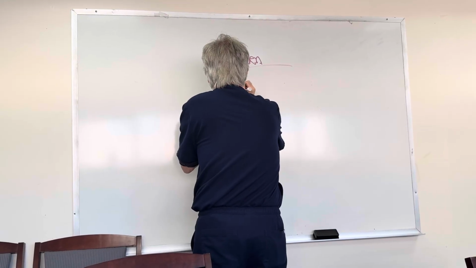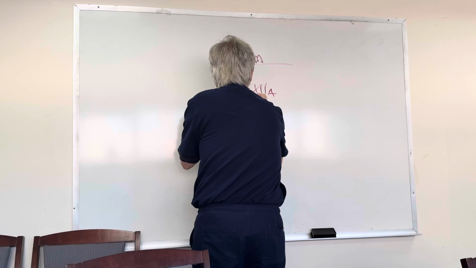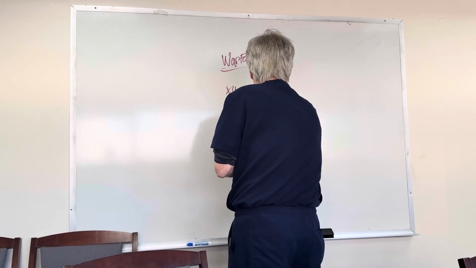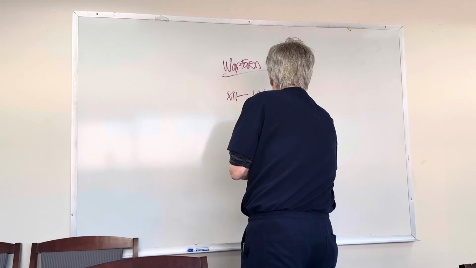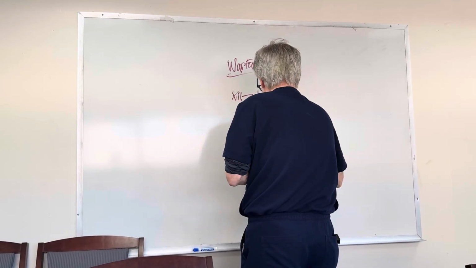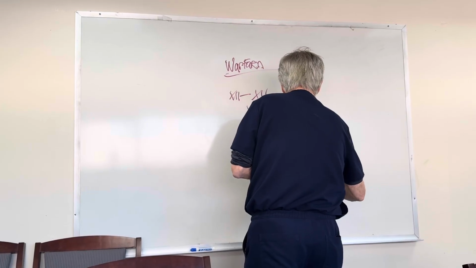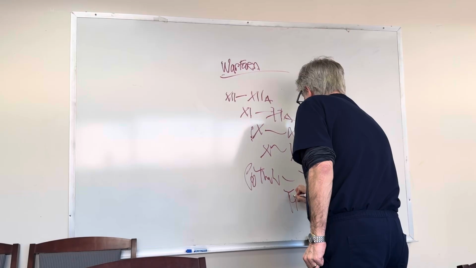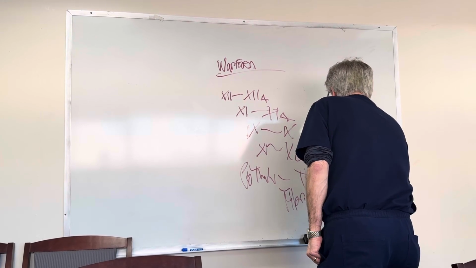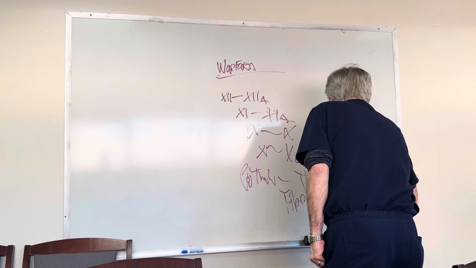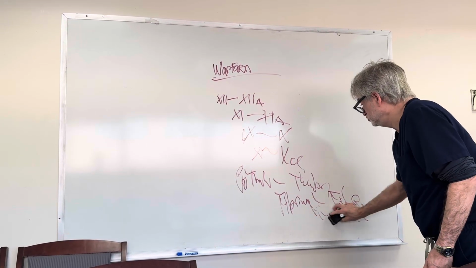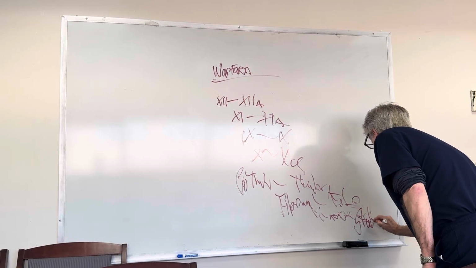So I'm going to draw this here: 12 to 12A, 11 to 11A, 9 to 9A, 10 to 10A, prothrombin to thrombin, fibrinogen to fibrin, and fibrin to stable fibrin. That's factor 13 here. Fibrin to stable fibrin is factor 13. Excuse my awful handwriting.